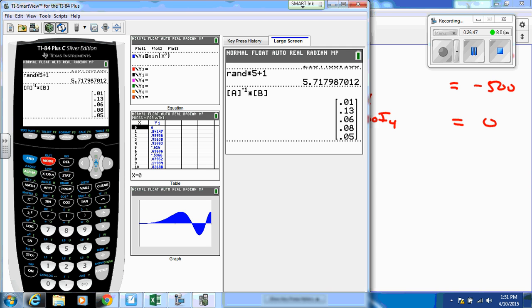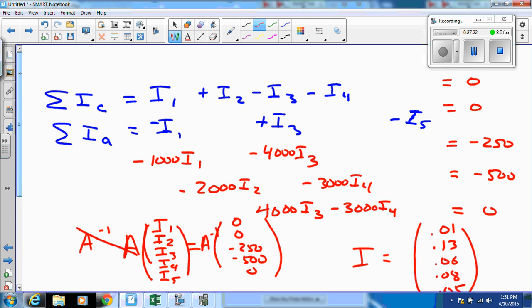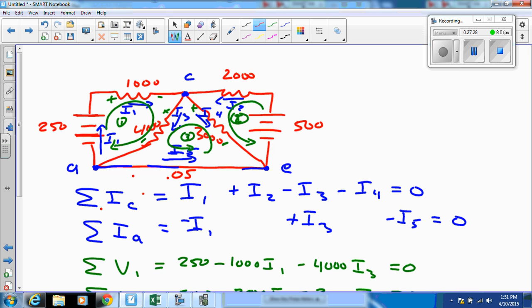Okay, at this point, has everybody gotten this solution? Has anybody not gotten this solution? What does it mean? Well, what this means is that these guys right here are the currents I1, I2, I3, I4, I5, respectively. So we only need the last one. 0.05 is the answer we're looking for. It is the value of I5. So this guy right here is 0.05.